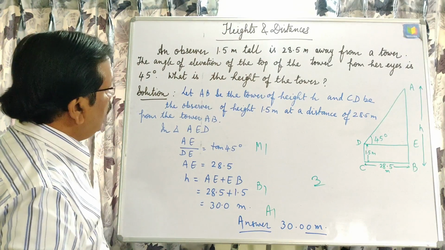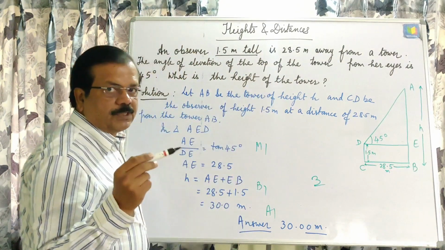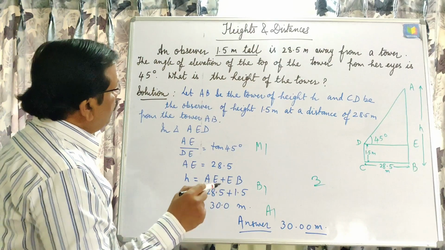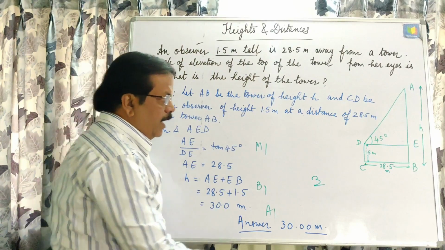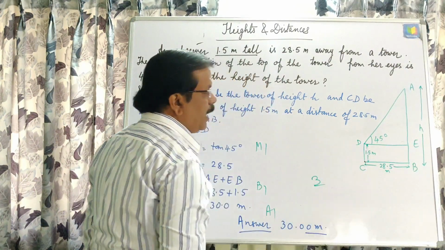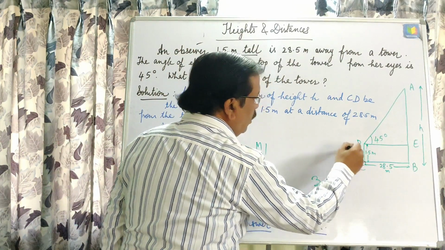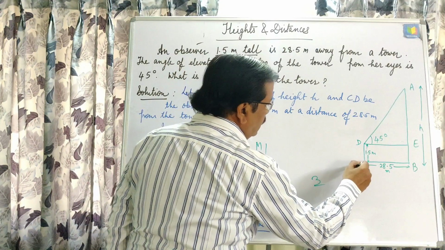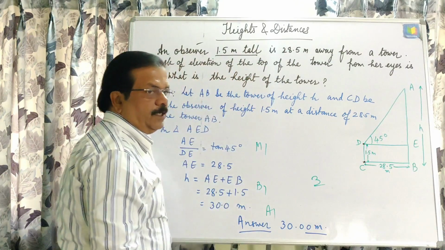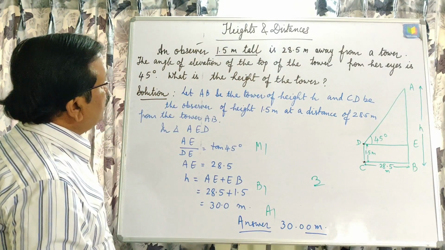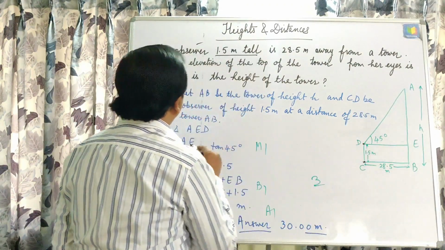Now see this question. An observer 1.5 meter tall. In the last question, or the one before that, we were assuming that the observer is of negligible height, and we were taking the eyes of the observer here. But in this question, we will take the height of the observer here, and the eyes will not be here. In that case, the position of the eye will be at D. Then, 28.5 meter away from a tower. This is the tower and this is 28.5 meter.